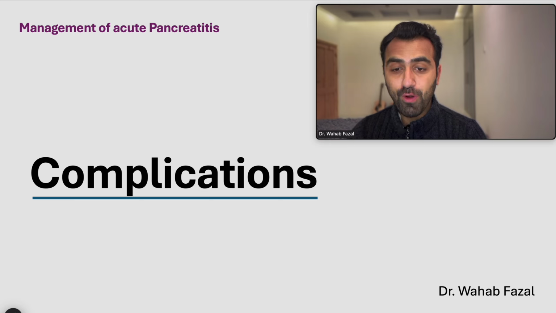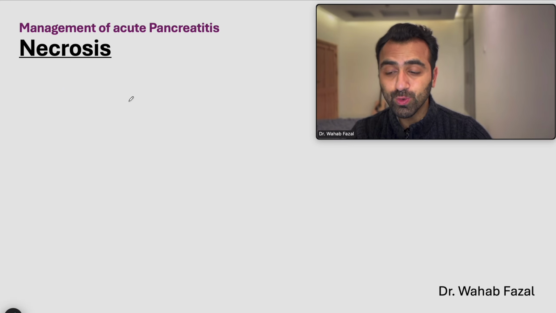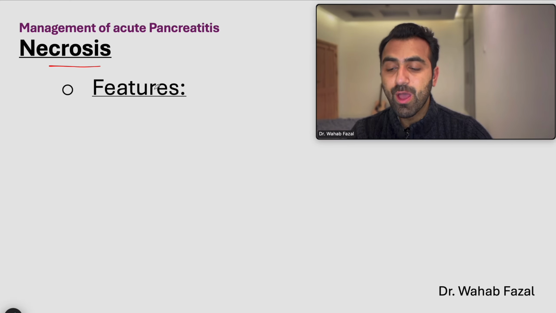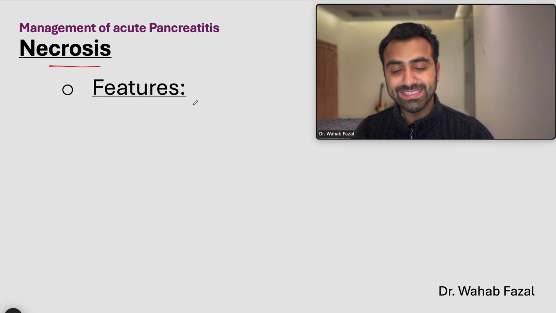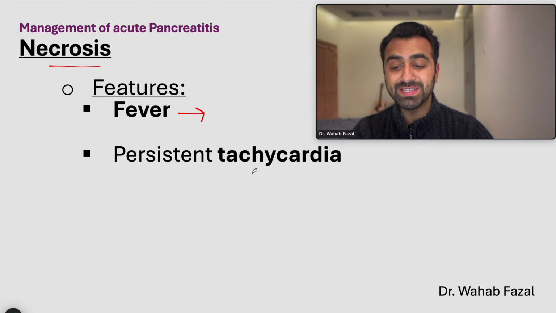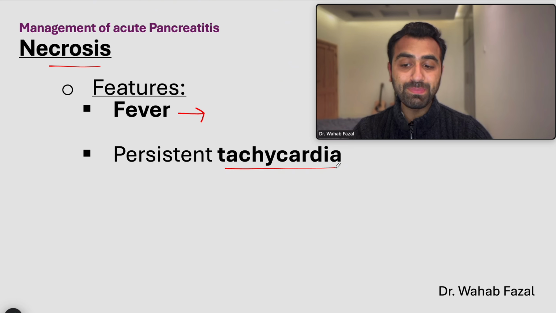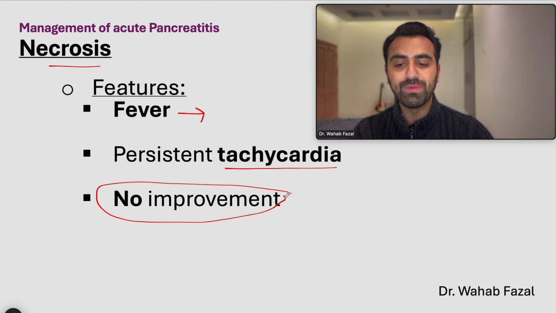So now let us talk about the management of complications that may arise in acute pancreatitis. What are those complications? The first one that we are going to talk about today is necrosis inside the pancreas. Well, when you're suspecting necrosis in a patient, what will happen is that you've, let's say, admitted this patient with acute pancreatitis in the ward, but this patient is having persistent fevers, is getting persistently tachycardic, and there is no clinical improvement in this patient.